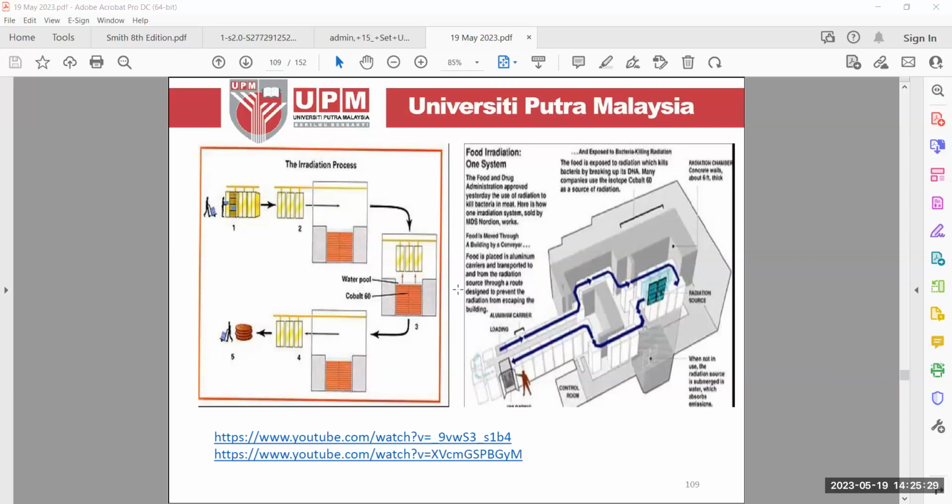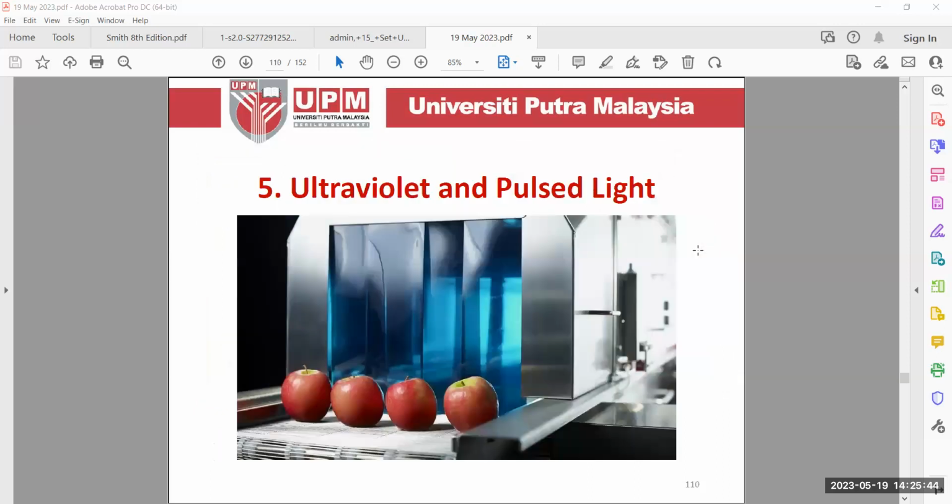But the caveat of this is that the facility has to be very, very safe. Even the concrete wall needs to be at least 6 foot thick. Okay, so that is it for food irradiation.